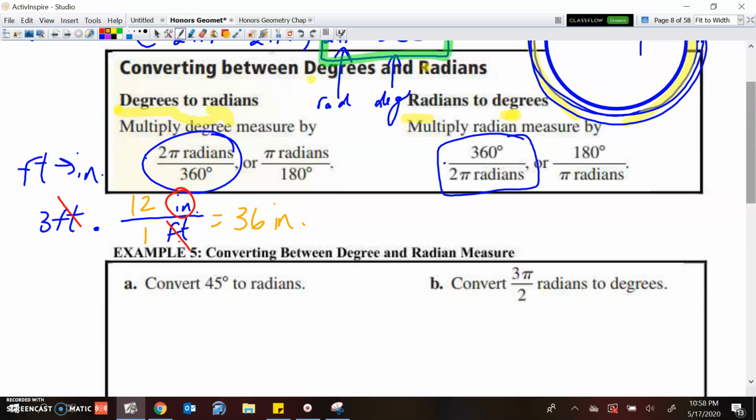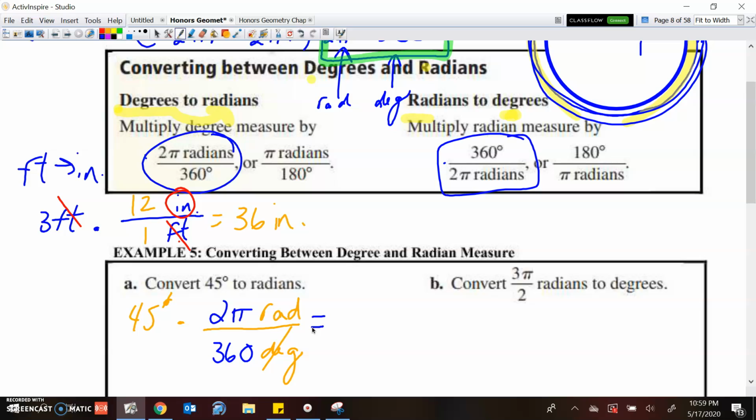So here's what I mean. For letter A, convert 45 degrees to radians. So I have 45 degrees. I want to turn this into radians. So I have to have degrees in the denominator so that my degrees will cancel, meaning radians is in the numerator. So now all I have to do is substitute in what those units are. We know that there's 2 pi radians for every 360 degrees. And that's all there is to it.